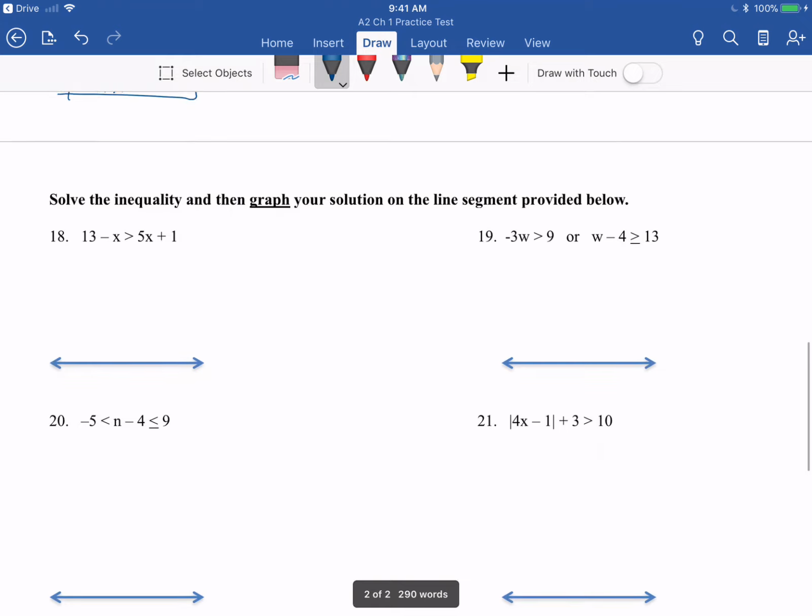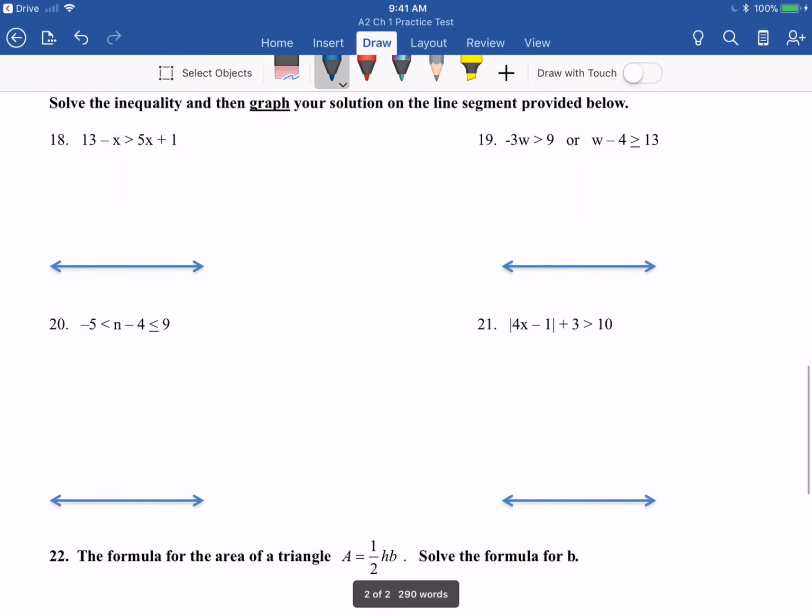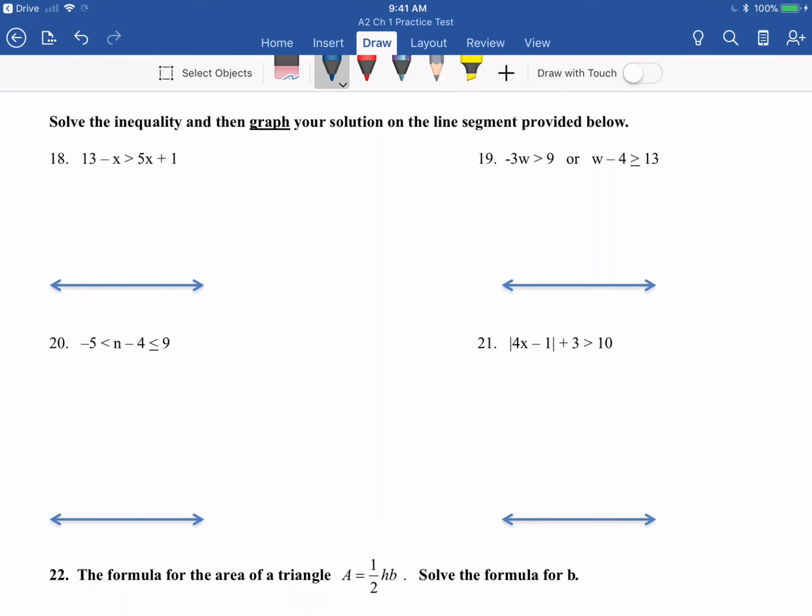Okay, so as I move on back onto the back page here, you need to solve and graph each inequality. Okay, so for the first one, you got to get all the x's on the same side.